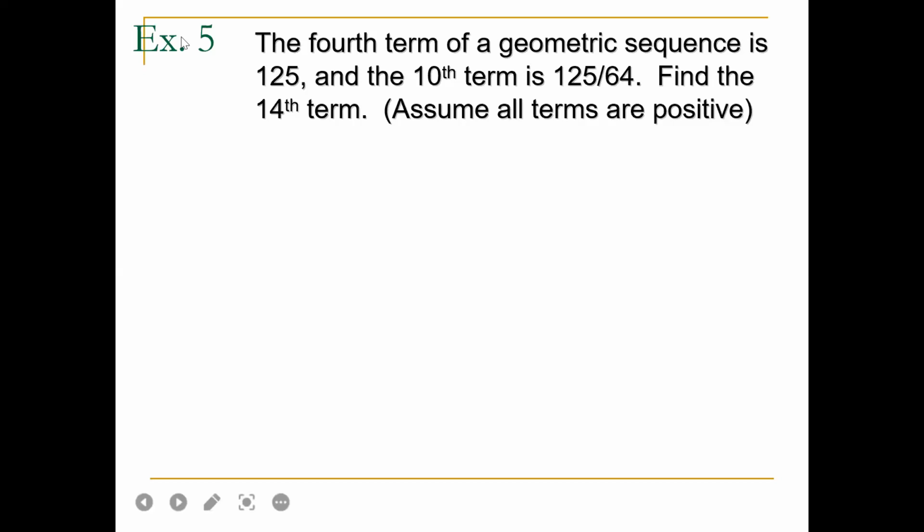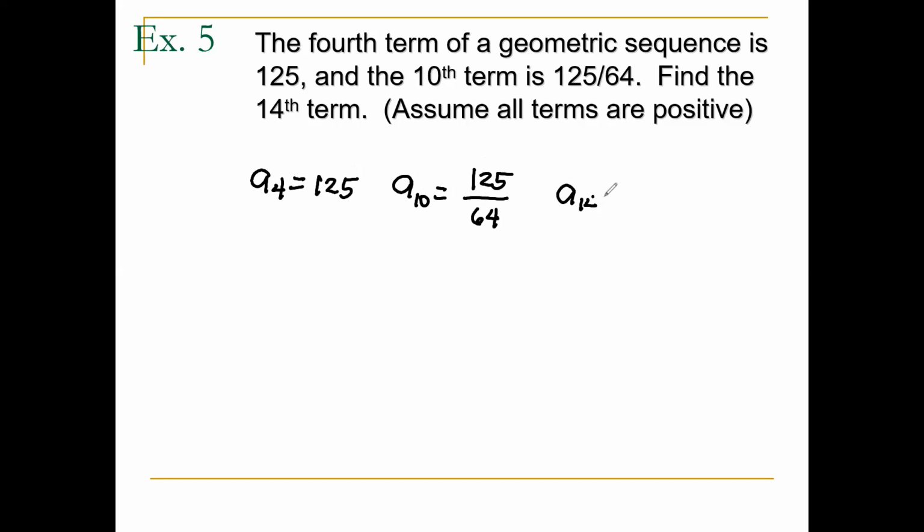Example number 5: the fourth term of a geometric sequence is 125, and the 10th term is 125 over 64. Find the 14th term. Assume all terms are positive. So let's try this example using a whiteboard.